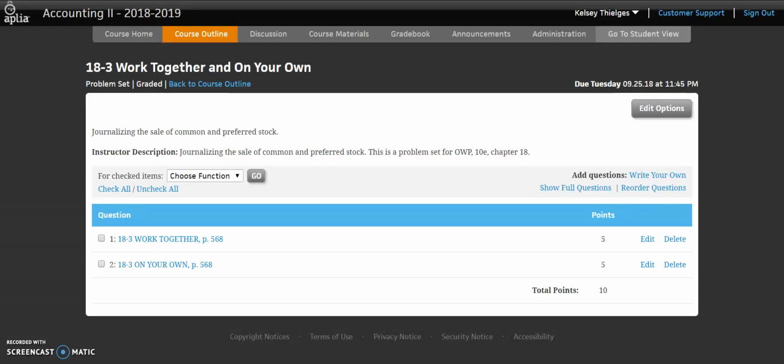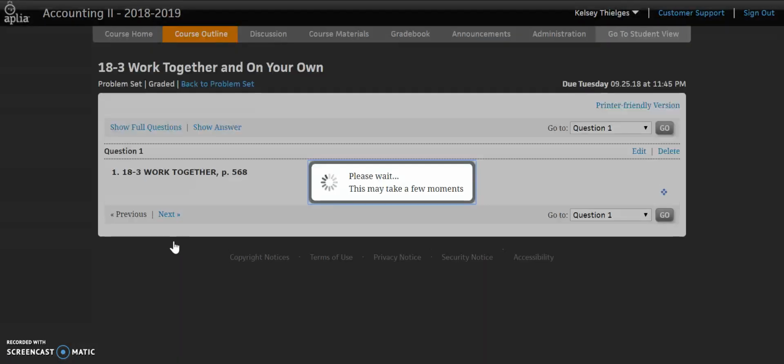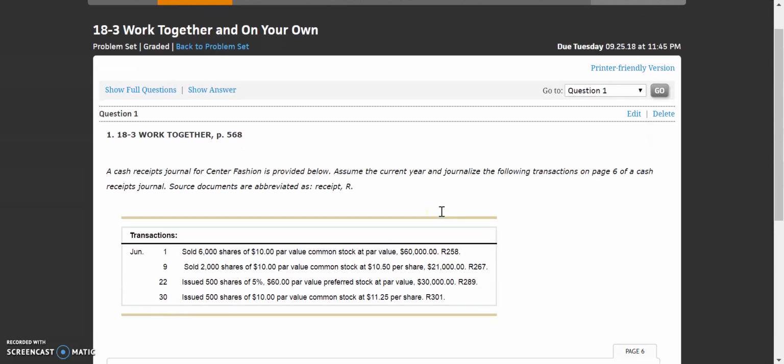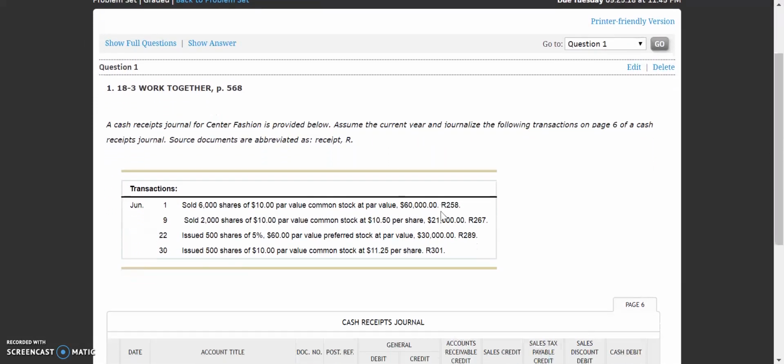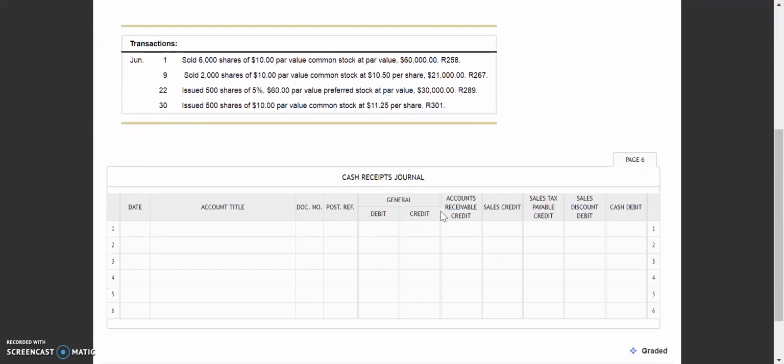Okay, let's do our 18.3 work together here, which is on issuing our stock. Take a little look-see at this. We've got 4 transactions here for a company called Center Fashion, and we're going to use the cash receipts journal because we'll be receiving cash on all of them. So I'm just going to scroll down here so we can see everything at the same time.